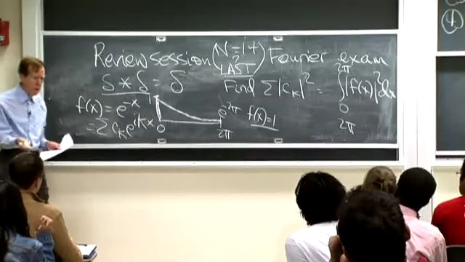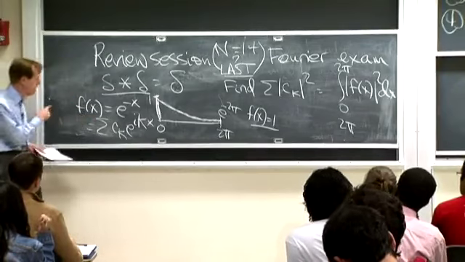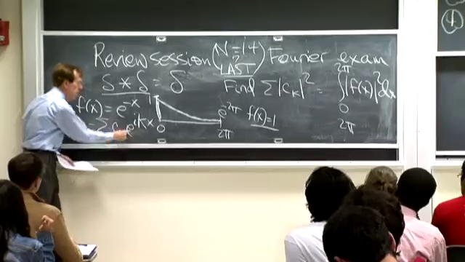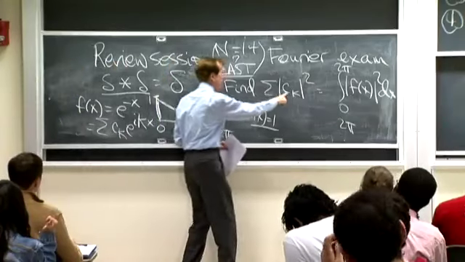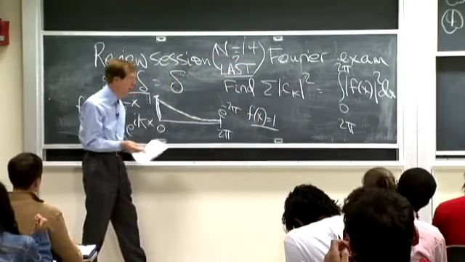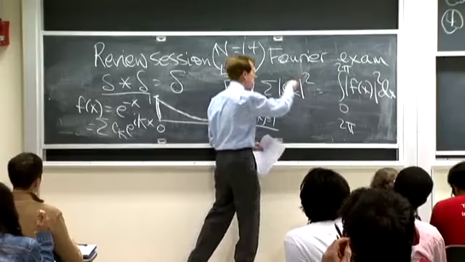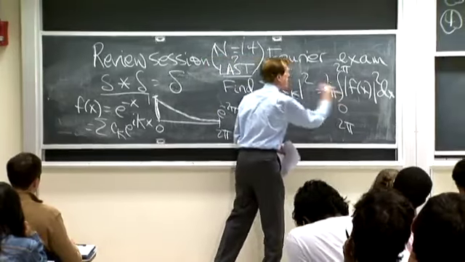Well, just C0, the only one we would have would be C0, the constant term, the C0 e to the 0, and it would be 1. So I'd have a 1 there when k is 0, and otherwise I wouldn't have anything. So this would be 1 squared. This would be a 1. So I do need to divide by 2 pi.